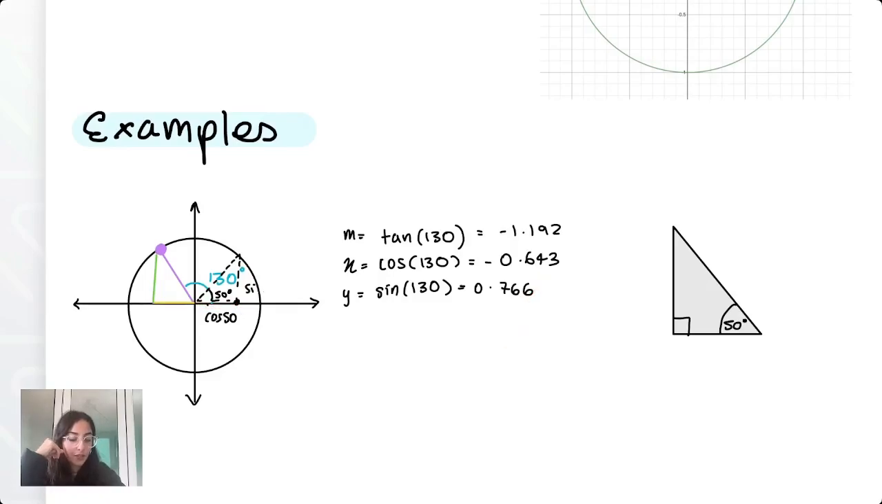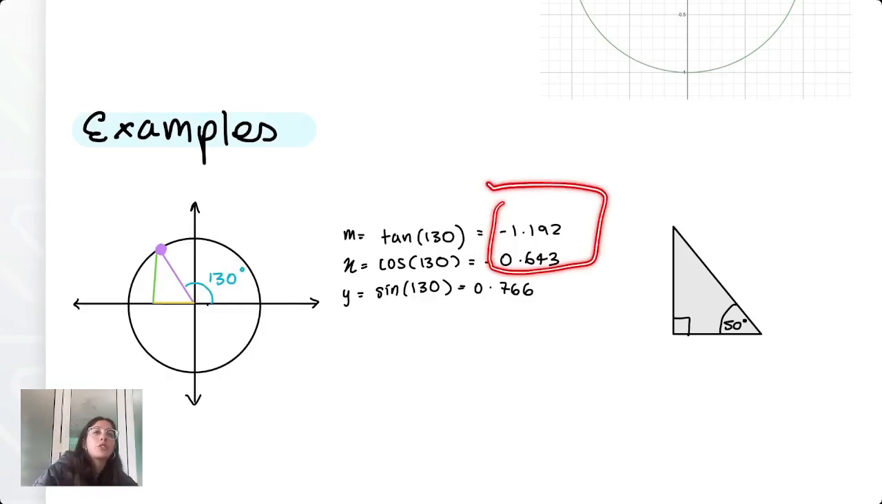Plug in cos 50 and tan 50, and you should get the exact same answers. The only difference should be that it's positive instead of negative. So can everyone try that? Exactly. Beautiful. Does everyone understand why?